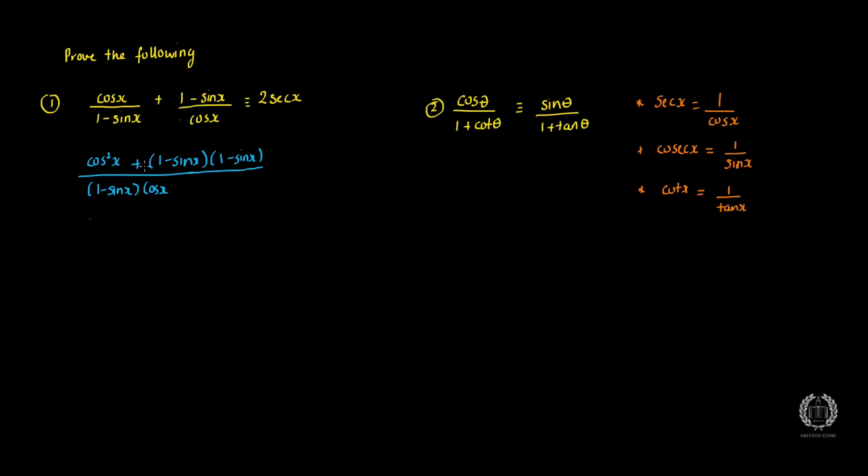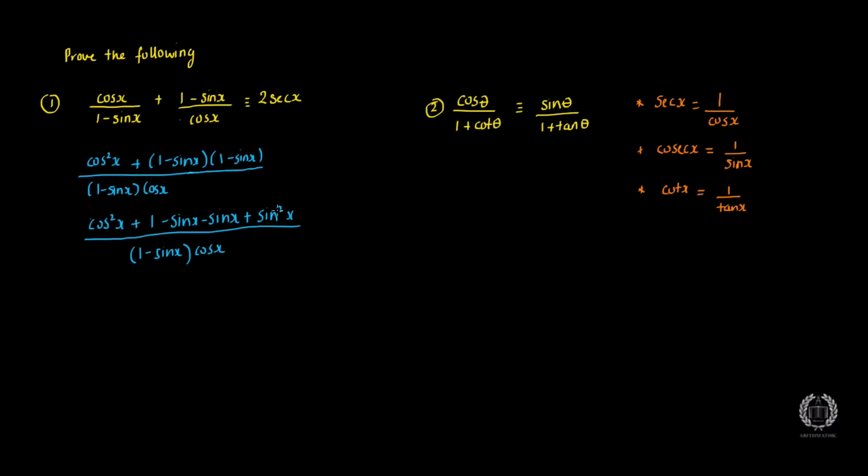Now what we're going to do is expand the bracket, so keep the cos squared x here. Plus, if we expand the bracket, we're left with 1 minus sin x plus sine squared x, over, again, 1 minus sin x and then cos x.